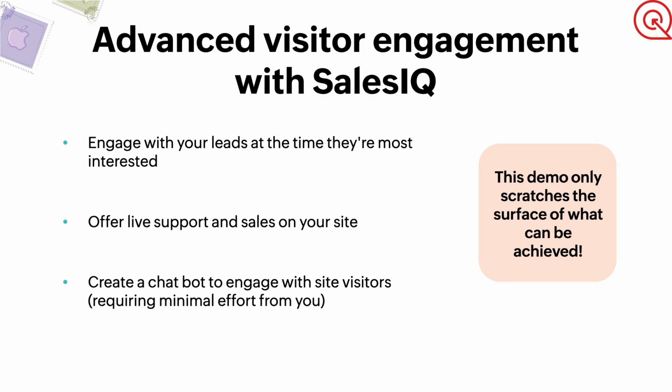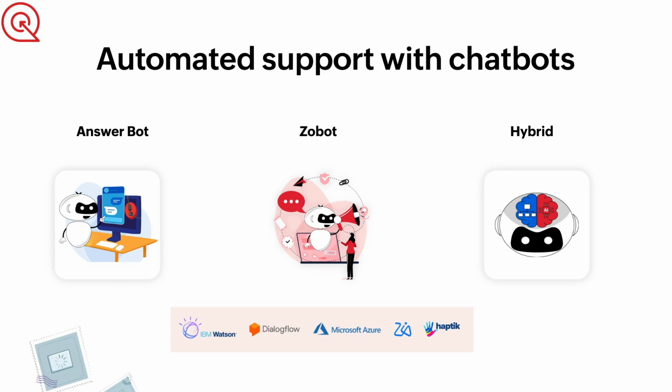With Sales IQ, you can offer live support and live sales on your website. You can also create AI chatbots if you'd like. So if you're someone who is a business owner and you're just the one person, or you just generally don't have enough people to allocate to being on the back end chatting with people live on your site, you can enable an answer bot. You can enable a Zobot. There's slight differences in these. I'll touch on those in a second.